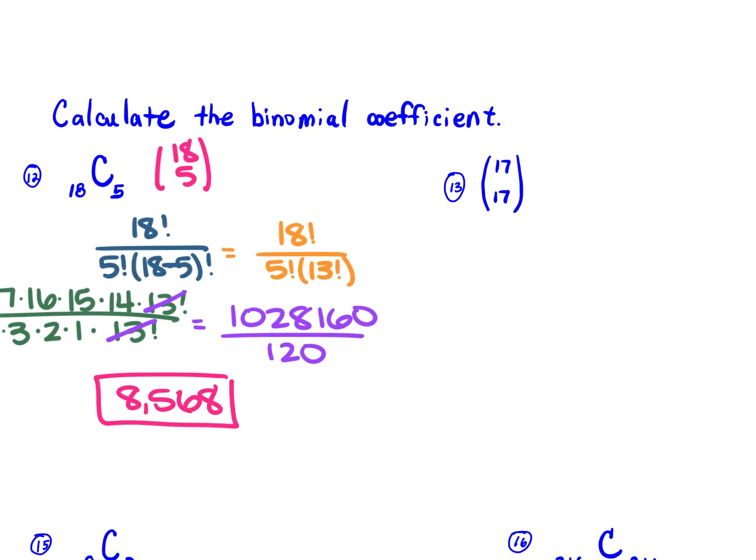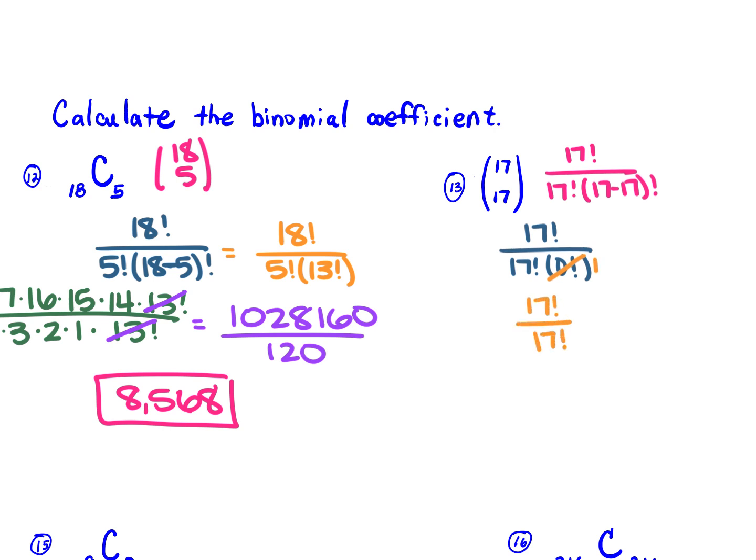For number 13, you have 17 as your top number and 17 as your bottom number. So that means that you're going to have 17 factorial over 17 factorial times 17 minus 17 factorial. Your 17 minus 17 is 0. So that means you have 17 factorial over 17 factorial times 0 factorial. We said when we went over this lesson that 0 factorial is equal to 1. So that means that you just have 17 factorial over 17 factorial. Anything over itself is 1.